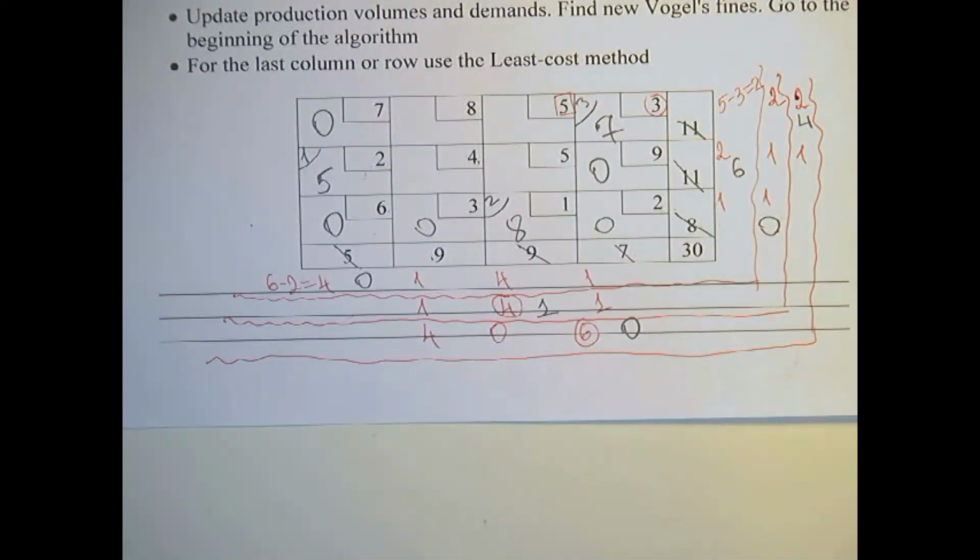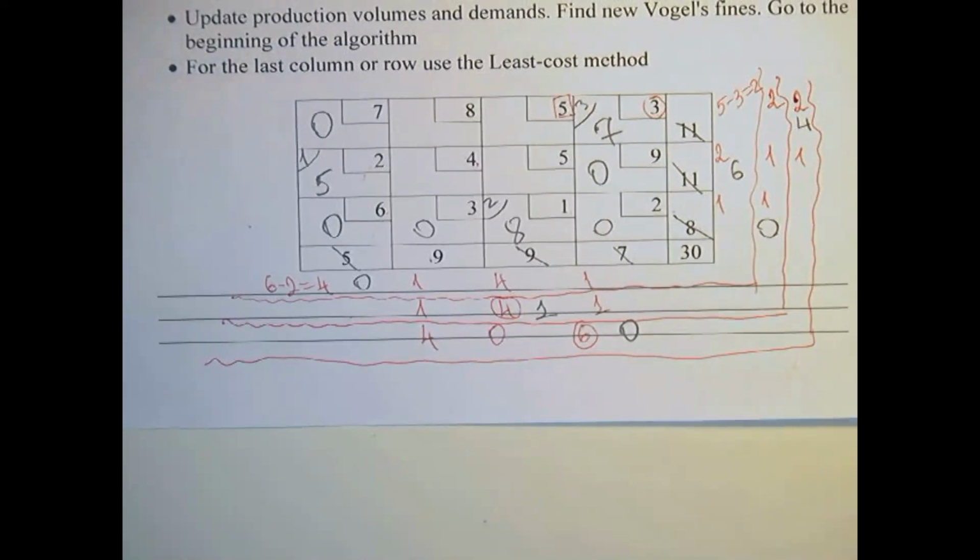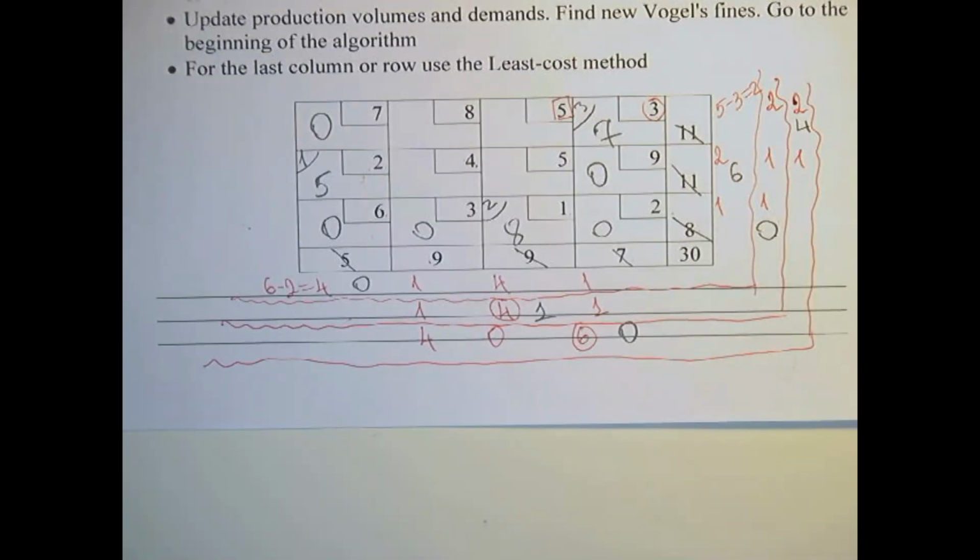Yes, too many calculations, and for this reason Vogel's approximation method is usually used just for estimation, not to find a feasible solution, because it is too heavy for such a simple problem. So it is much easier to use the northwest element rather than the Vogel method to find a feasible solution.